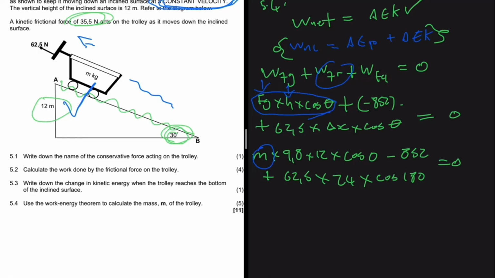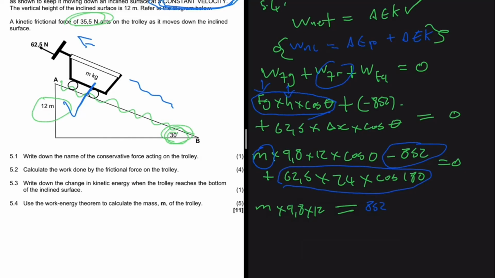So we have solved the conceptual physics problem. Now we're just solving the math. Before I put anything in the calculator, I'm going to take everything that belongs to the right hand side to the right hand side. So I'm going to have the mass multiplied by 9.8 multiplied by 12. Cos of 0 is 1, so there's no need to include that. That will equal, taking this minus 852 to the right hand side, positive 852.